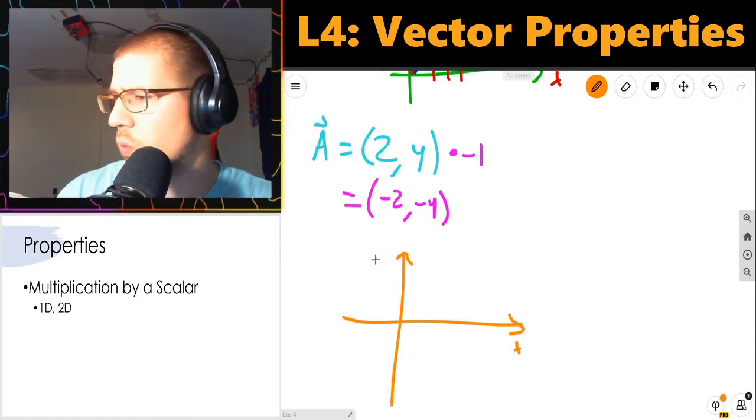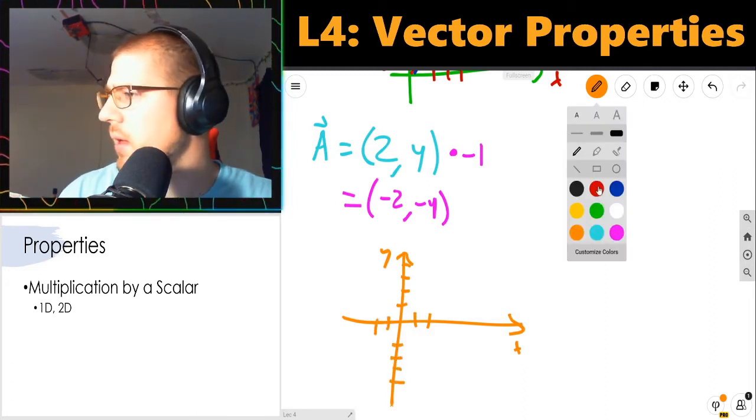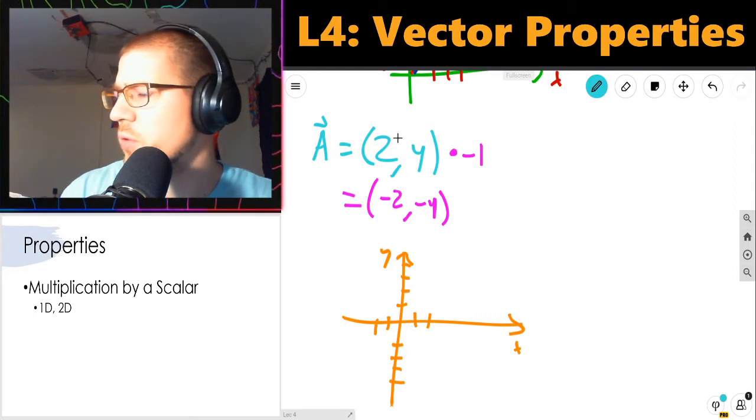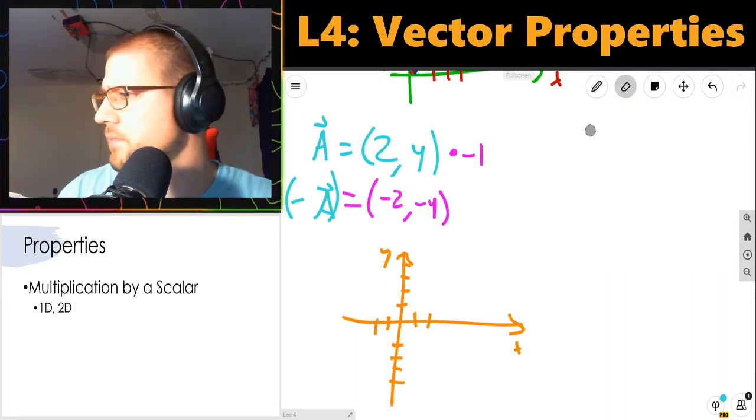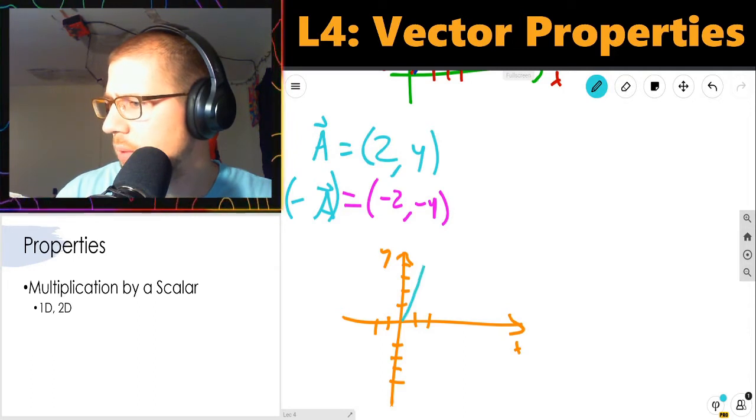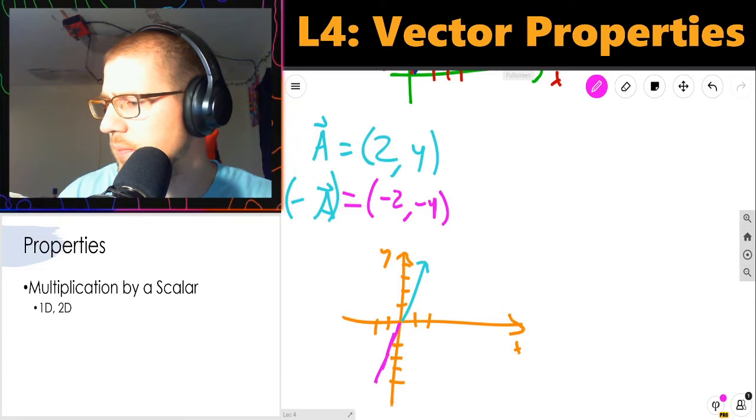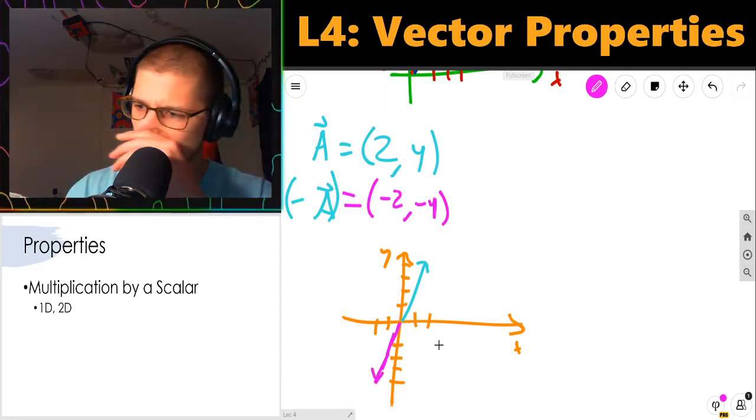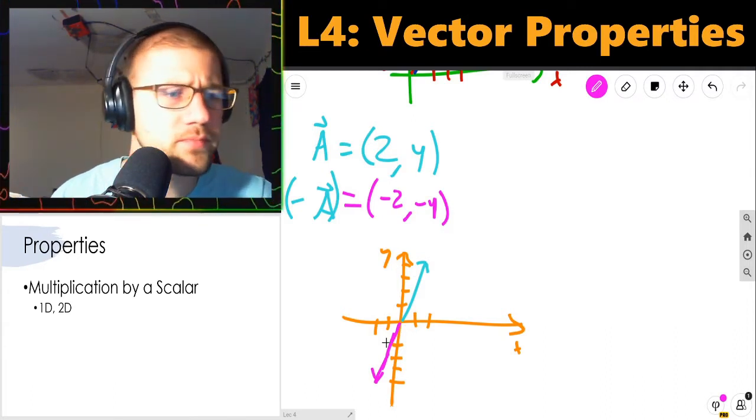Here's x and y. 1, 2, 1, 2, 3, 4. So this vector a is 2, 4, and here's negative a. Negative a is negative 2, negative 4. So a points at 2, 4. Negative a points along the same line, but now in the opposite direction. So multiplying a vector by negative 1 preserves the length, but it switches its direction.